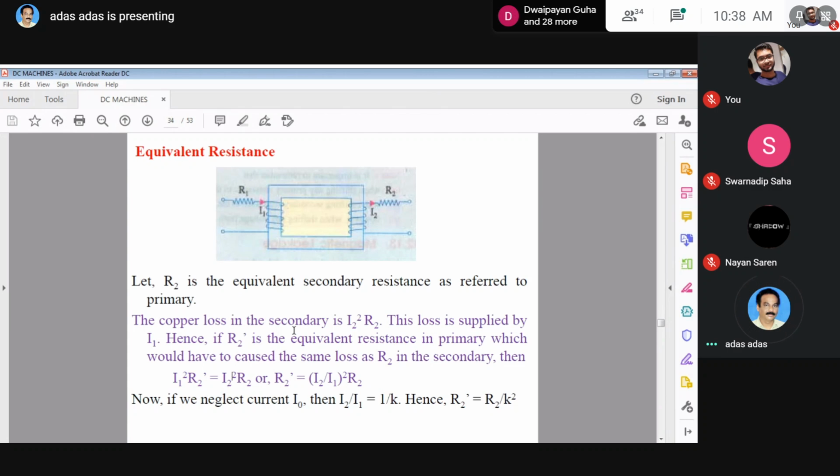Now the equivalent circuit. This is your transformer's equivalent resistance actually.